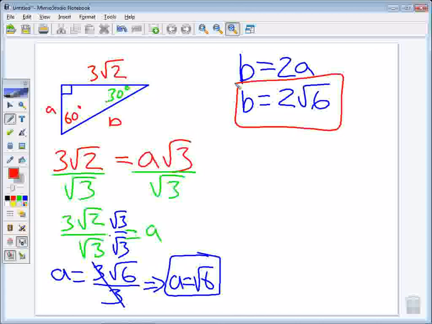I solved for A and B. A is square root of 6, B is 2 square root of 6.